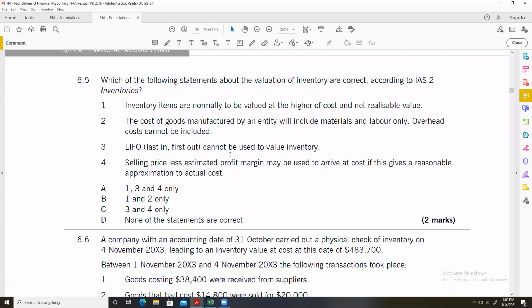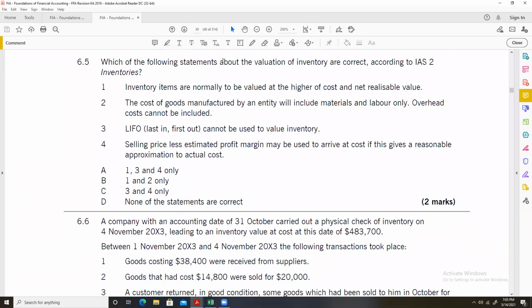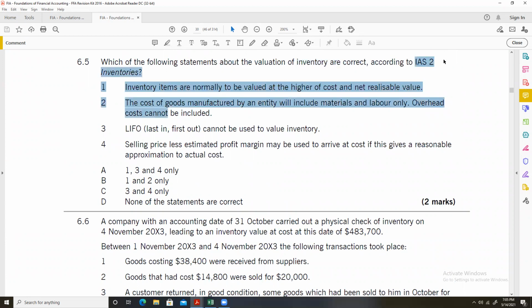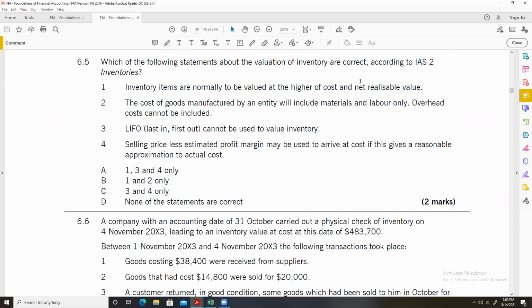Now moving forward, which of the following statements about the valuation of inventory are correct? According to IAS 2 Inventories, inventory items are normally to be valued at the higher of cost and net realizable value. No, this statement is definitely wrong, as the IAS requires us to value inventories at the lower of cost and NRV. That's why statement number 1 is incorrect.